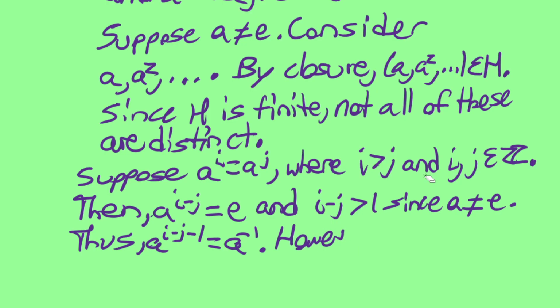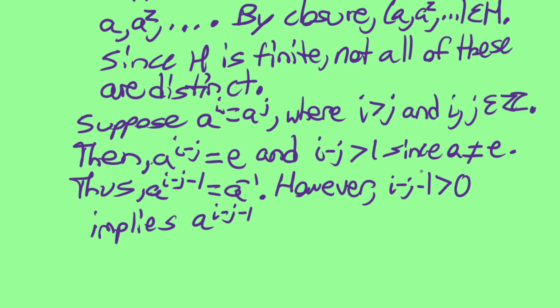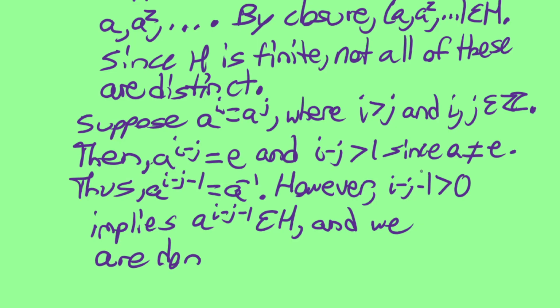However, I minus J minus 1 is greater than 0. This implies that A raised to the I minus J minus 1 is an element of H. And since we have found that, we are done. And this proof is complete.